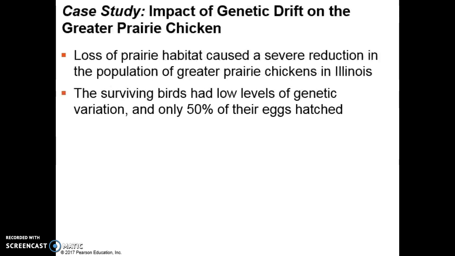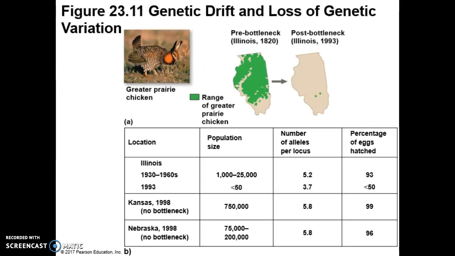The book talks about the impact of genetic drift on the greater prairie chicken. Notice that the loss of habitat caused a huge reduction in their numbers, specifically in Illinois. The surviving birds had low levels of genetic variation, and only 50% of their eggs hatched. Think back to when I talked about the fact that humans today, males, produce 50% of the testosterone of what our grandfathers did. So a really similar kind of phenomenon.